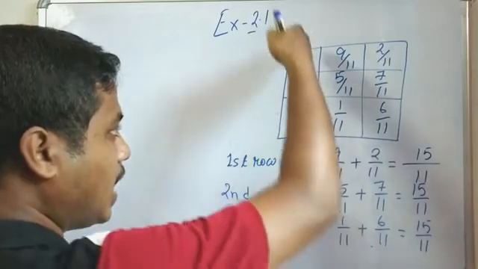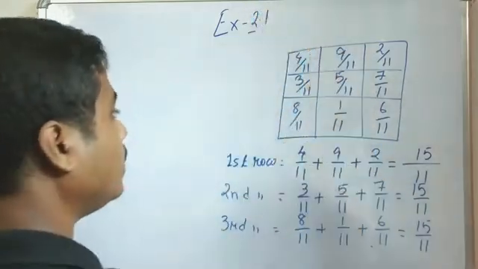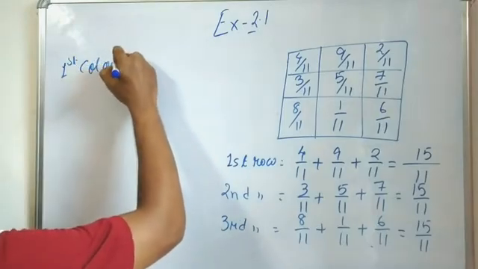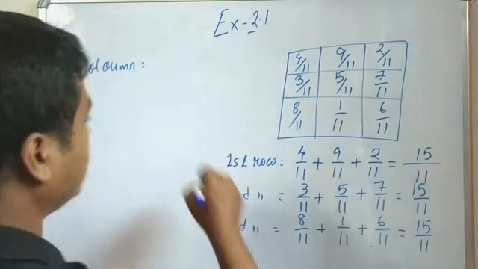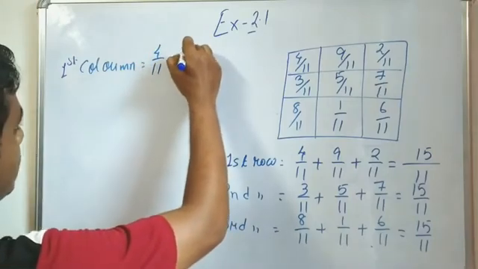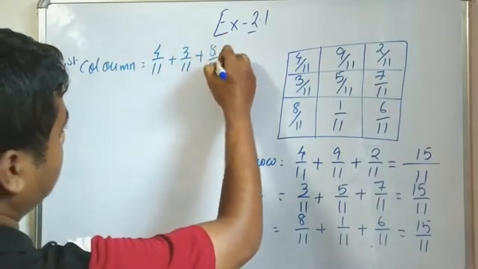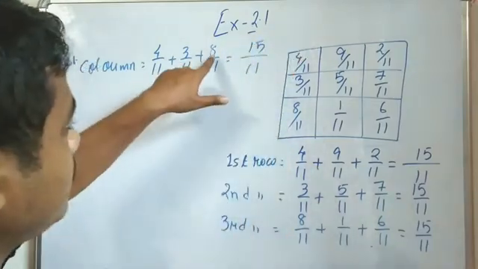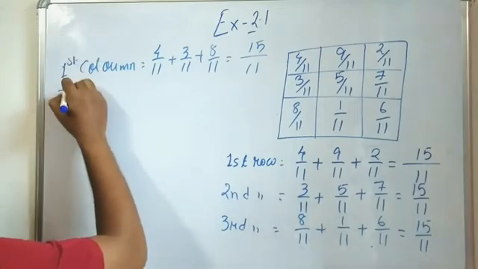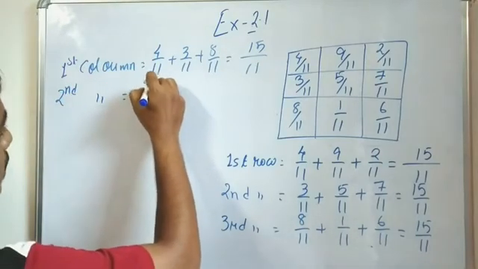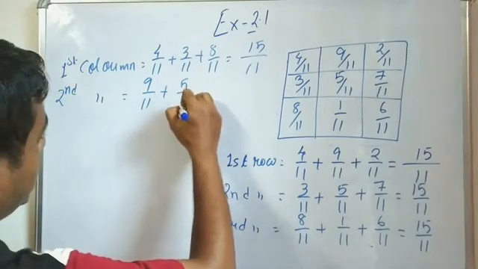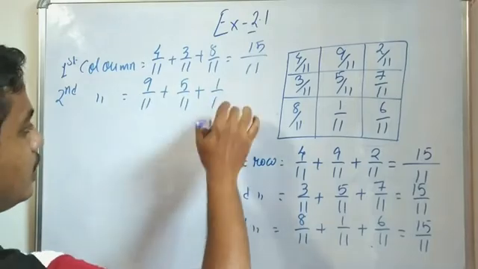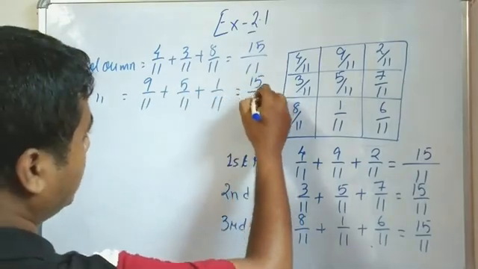Third row is finished. Now I will be doing it this way. First column is 4 by 11 plus 3 by 11 plus 8 by 11. Again you can see this will be 15 by 11. 4 plus 3 is 7, 7 plus 8 is 15. Goes to the second column: 9 by 11 plus 5 by 11 plus 1 by 11. 9 plus 5 is 14, 14 plus 1 is 15. So it is 15 by 11.